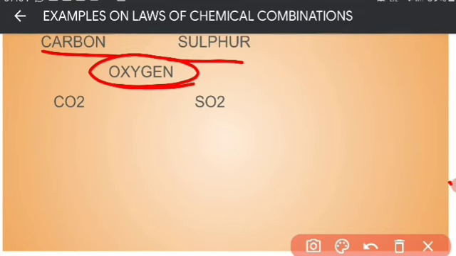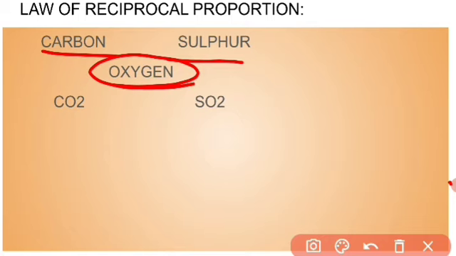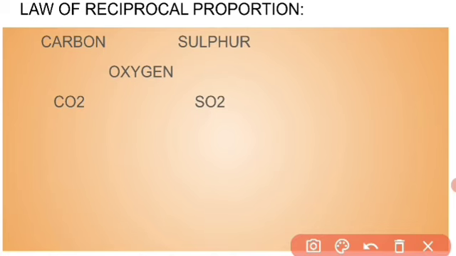when we are taking two elements combined separately with any third element, then the ratio of masses in which they do so bears a small whole number ratio to the ratio of masses in which they themselves combine. Now let us see some example.